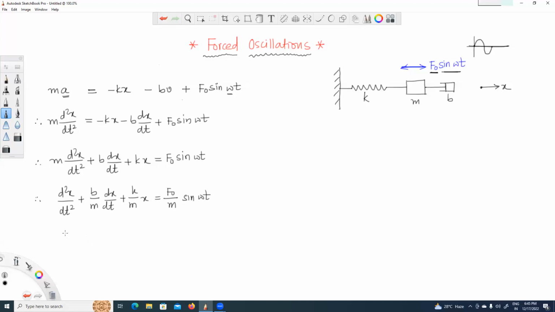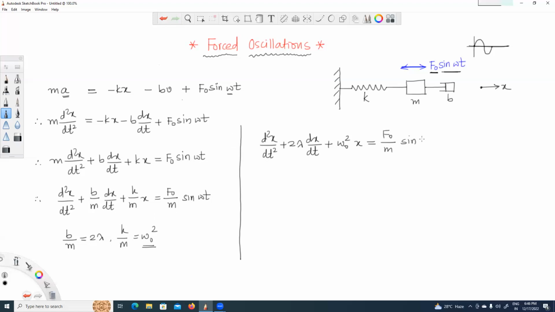Again, we took certain terms: b upon m is 2 times lambda, a certain parameter, and k over m is omega naught square. This omega naught is the natural frequency with which the system oscillates in the absence of damping, and the other terms, let them be like that only. So I'll write the differential equation now. It is d2x over dt square plus 2 lambda times dx by dt plus omega naught square times x is equal to F naught over m times sine omega t.